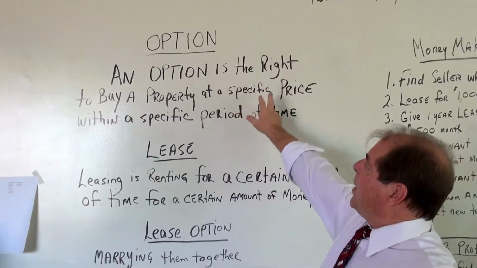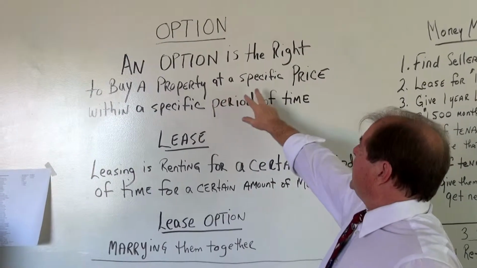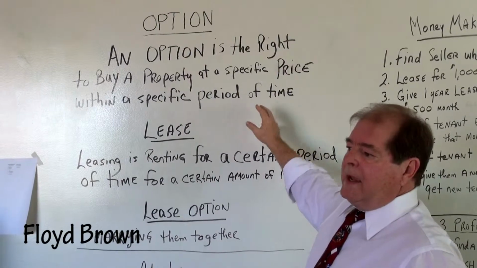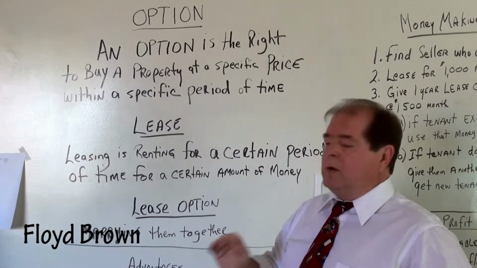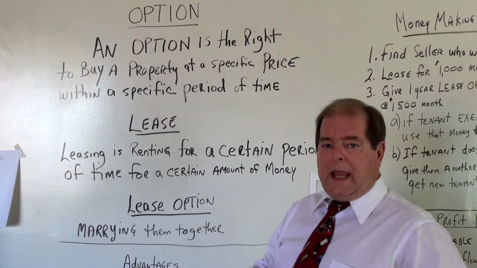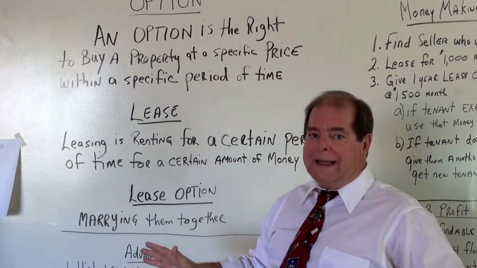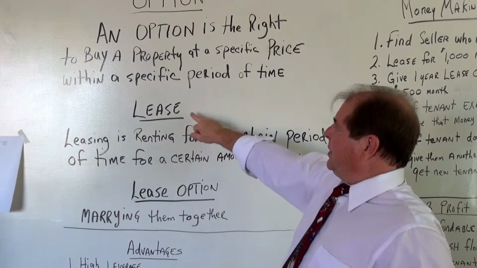An option is the right to buy a property at a specific price within a specific period of time. Now, with an option, you do not have to buy that property. You can buy the property or you may not buy the property, depending on what, I'm not sure yet.